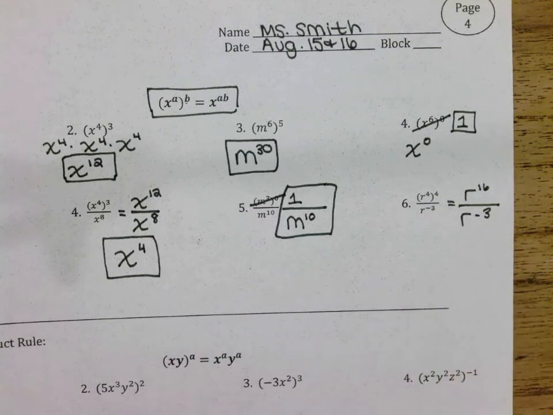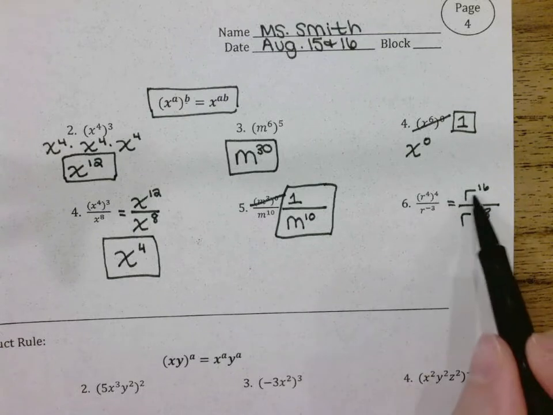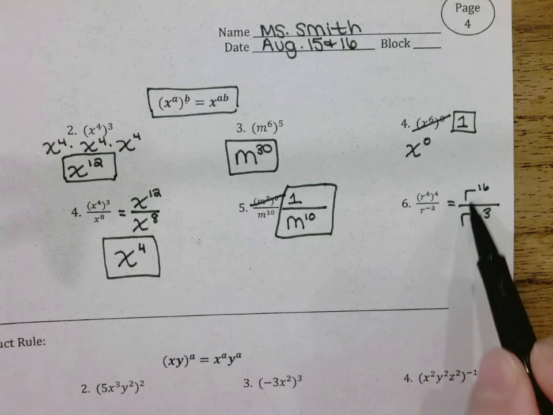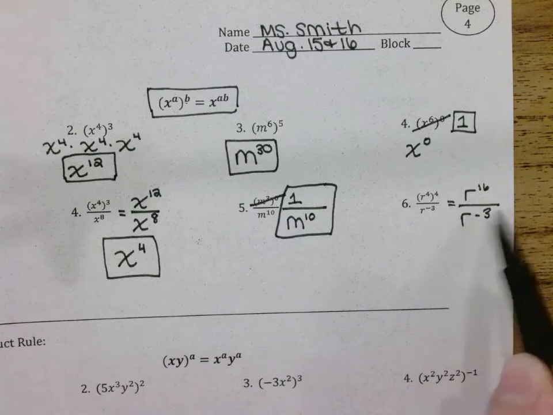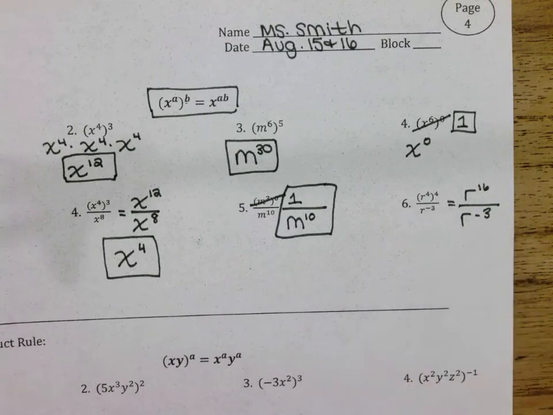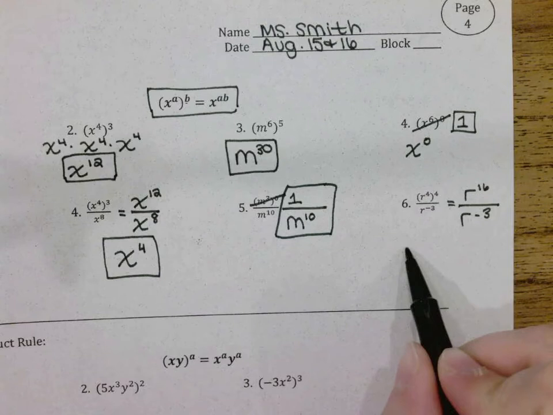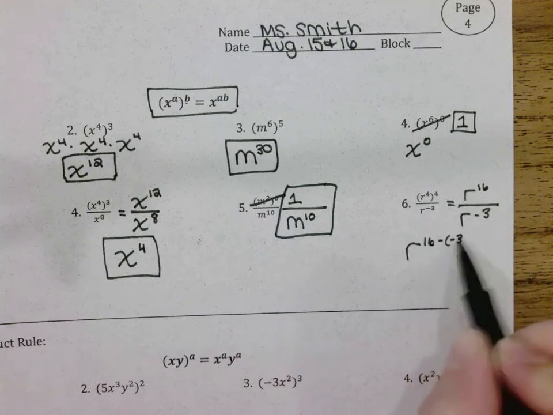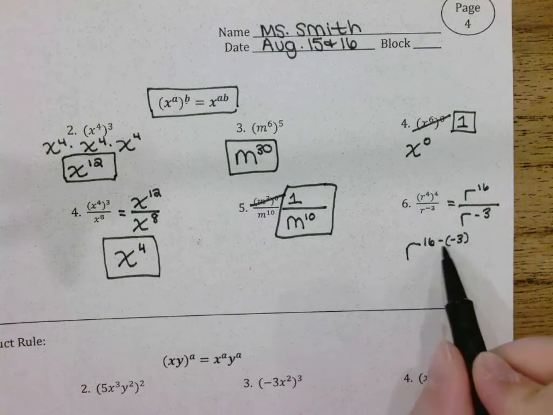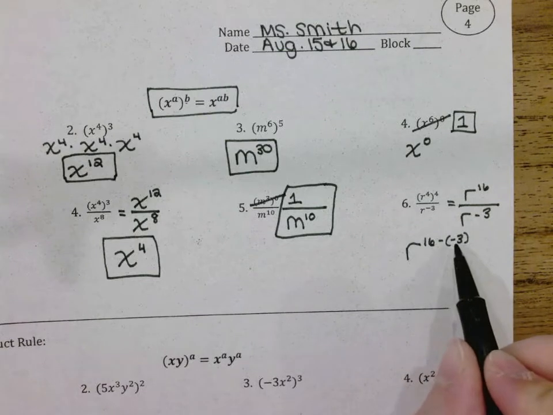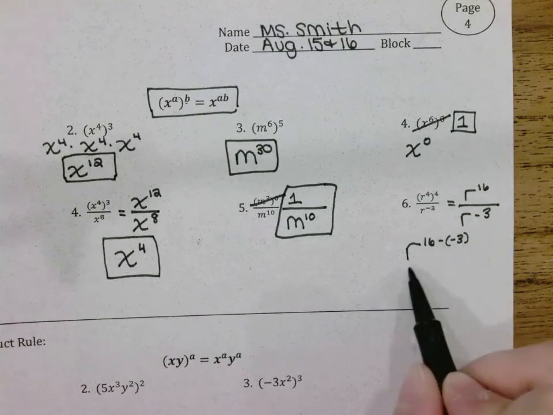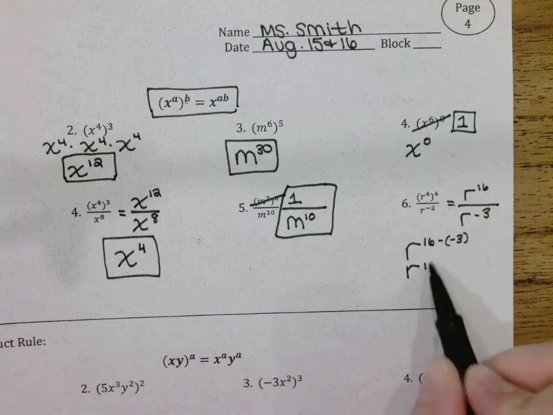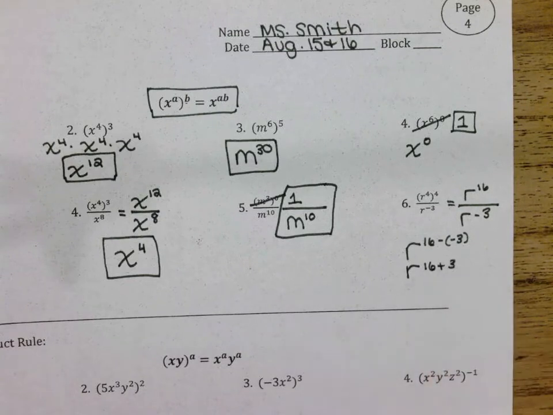Now there's a couple different things we could do here. For one, we could say, hey, we can use the quotient rule. We're dividing two terms with the same base. We can go ahead and subtract our exponents. So that's going to be r to the 16 minus a negative 3. And if we're subtracting a negative, that's the same thing as just adding. So this is really r to the 16 plus 3, which is just r to the 19th.